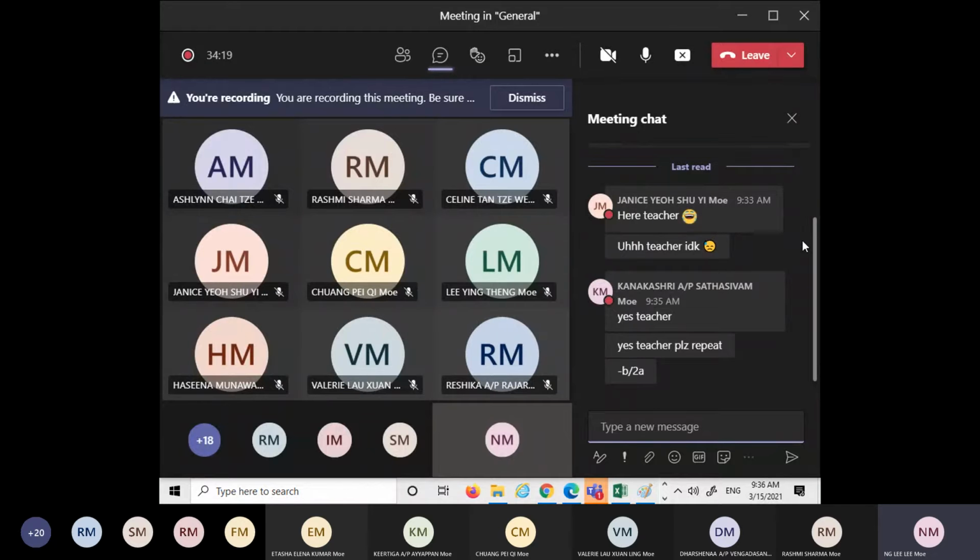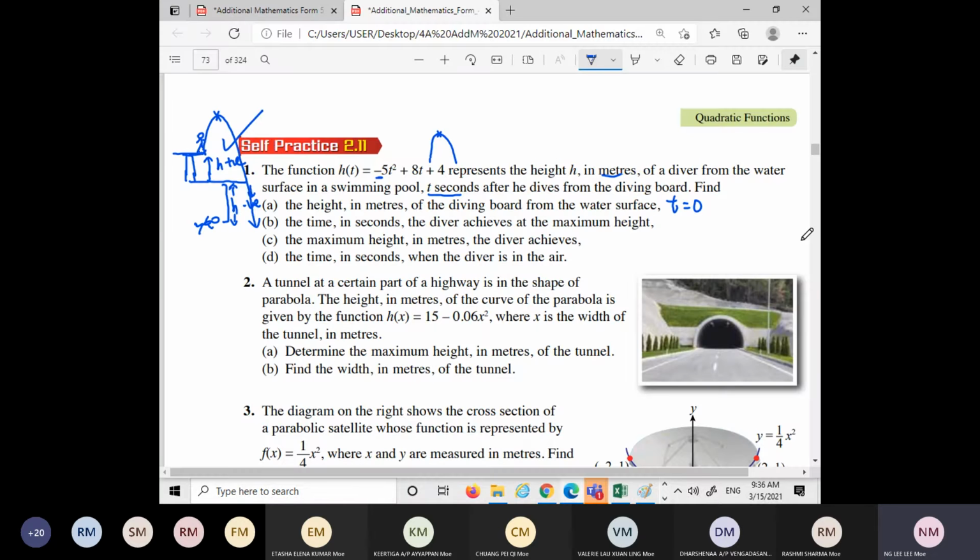Yes, negative b over 2a. Okay, thank you. So here you want to find the time when it achieves maximum height. You're not finding the maximum height yet. You're finding the time. So, negative b over 2a. Part C only, you want to find the maximum height. So you substitute this answer here to continue.